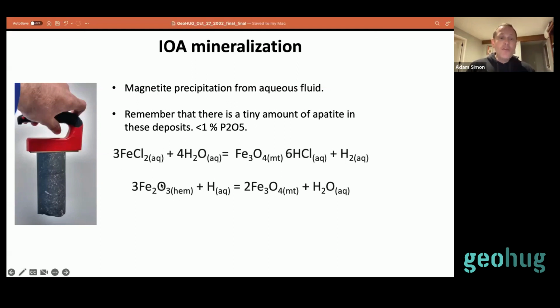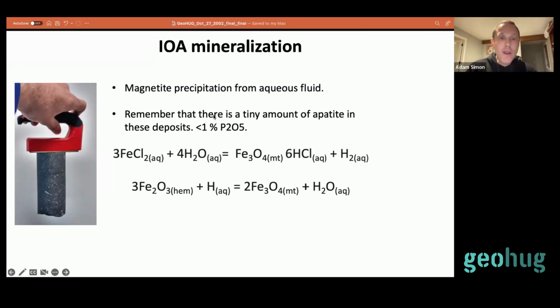We also know that in the IOCG systems where we have evidence for very early hematite, fluids that percolate through that system carry hydrogen with them and can react with that hematite to reduce it to magnetite, which we call musketovite. So these chemical reactions are consistent with what we see in the systems.